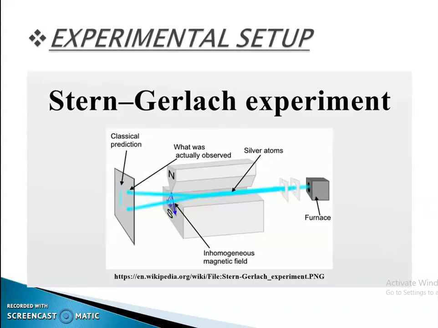Here we can see the experimental setup of the Stern-Gerlach experiment and the apparatus that were used in this experiment. We can observe a hot furnace or oven giving out beams of neutral silver atoms. We can also see the non-uniform magnets that create an inhomogeneous magnetic field here.